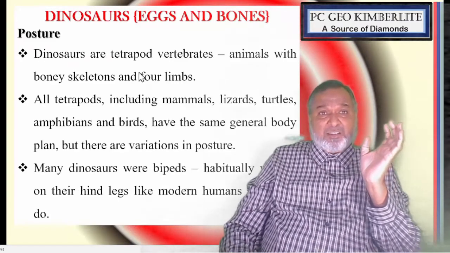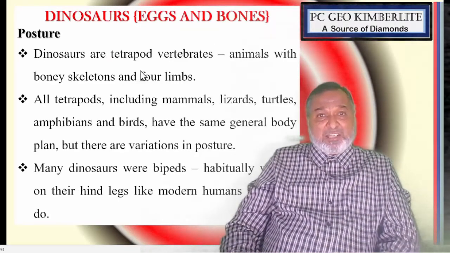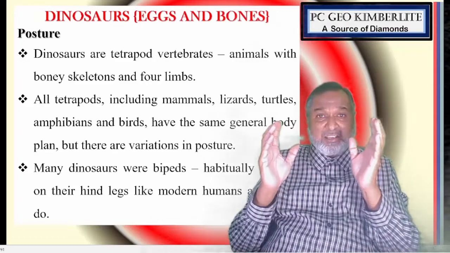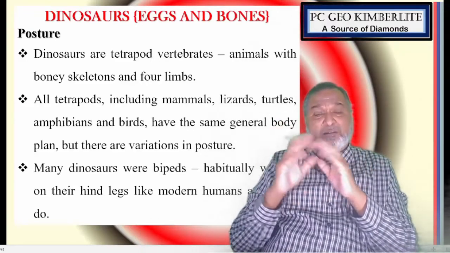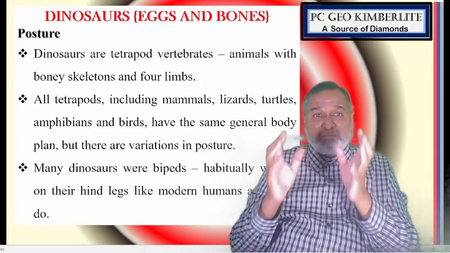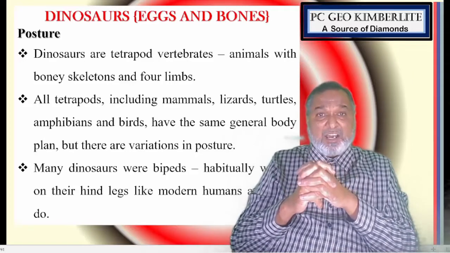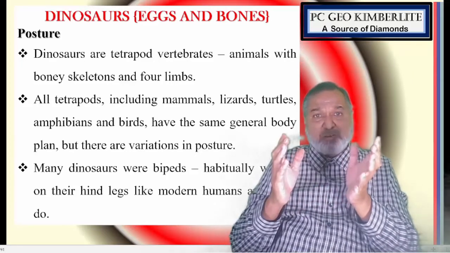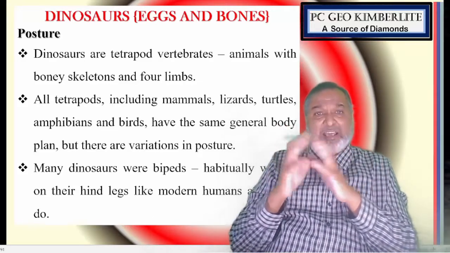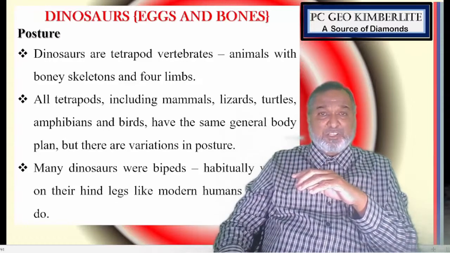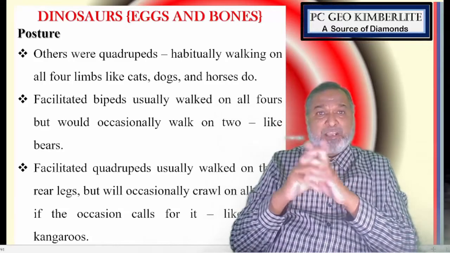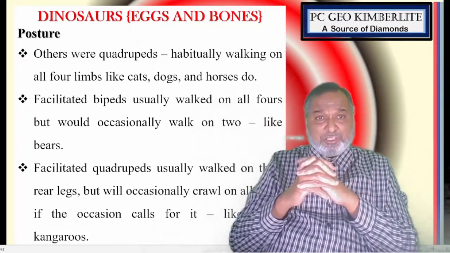Dinosaurs are tetrapod vertebrates, animals with bony skeletons and limbs. All tetrapods, including mammals, lizards, turtles, amphibians, and birds, have the same general body plan, but there is variation in posture. Many dinosaurs were bipeds, habitually walking on their hind legs like modern humans and birds too. Others were quadrupeds, habitually walking on all four limbs like cats, dogs, and horses.